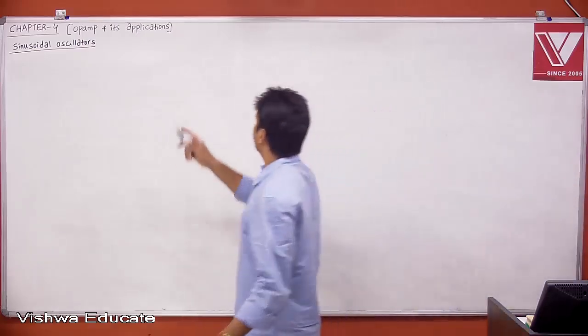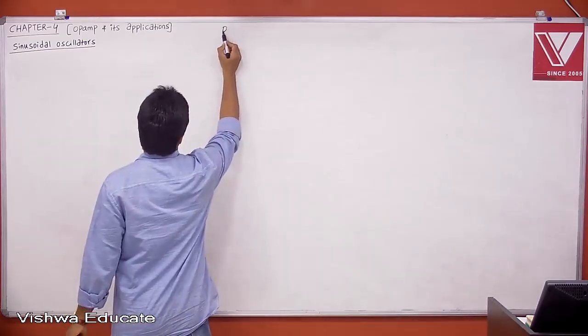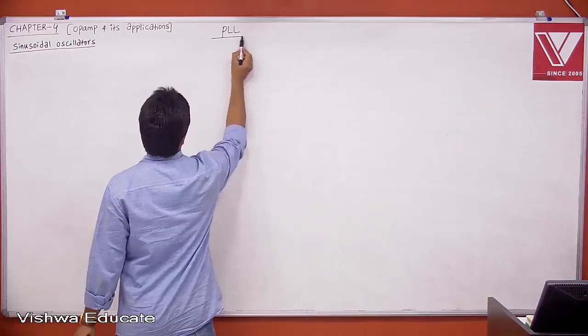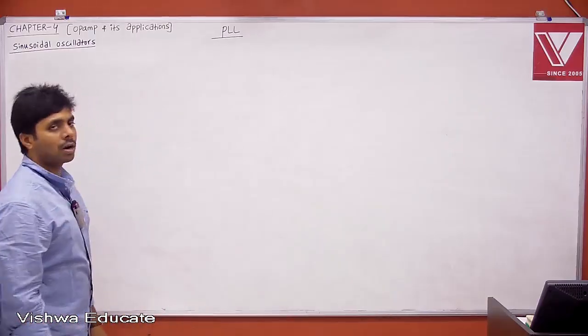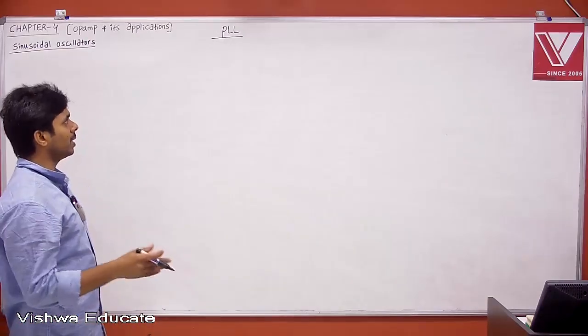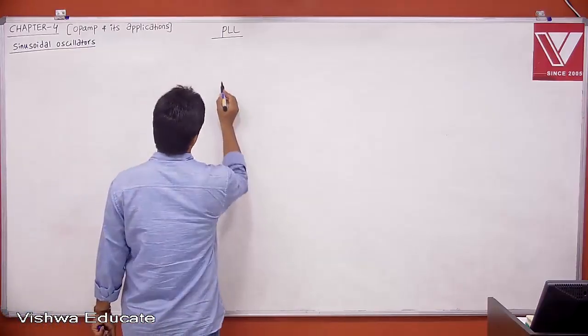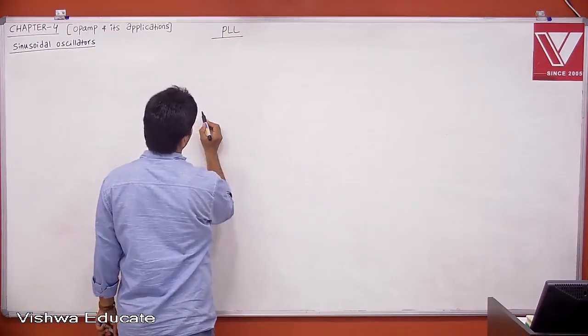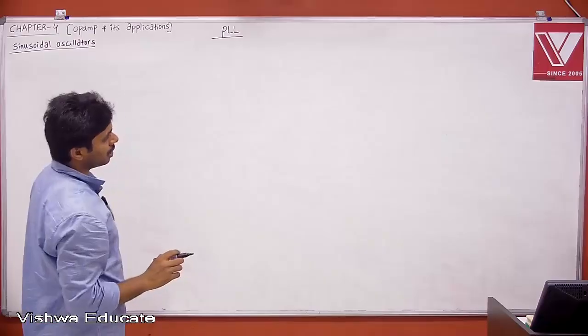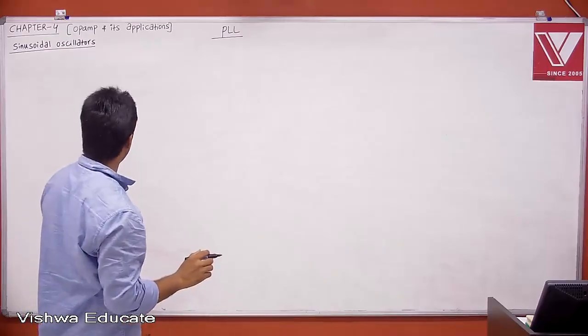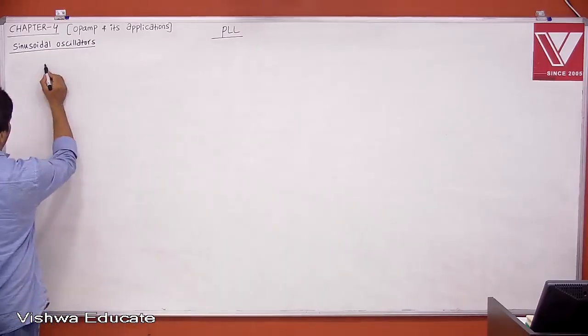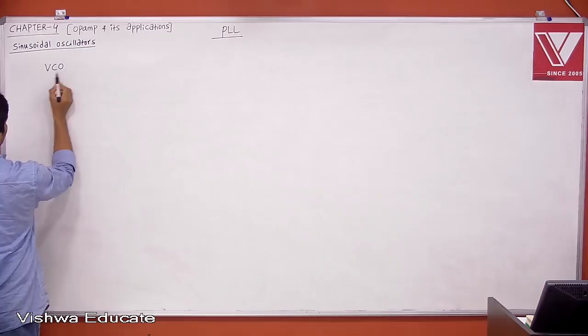Okay, now PLL. I'm just giving you the block diagram. A few things I'll explain qualitatively, directly. Now the first block is the voltage controlled oscillator. Before drawing it, let me explain what a VCO is. It is a tank circuit only. This is nothing but a VCO.